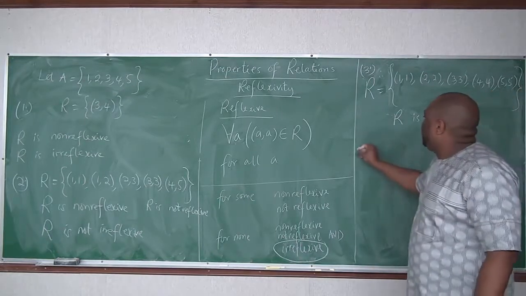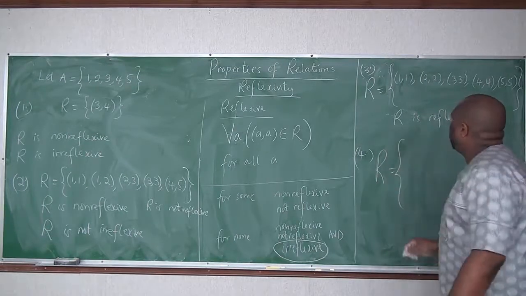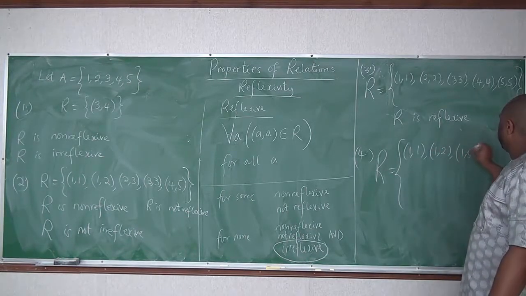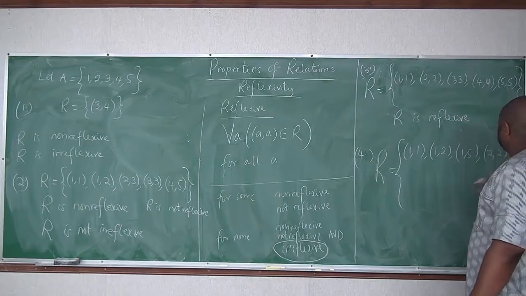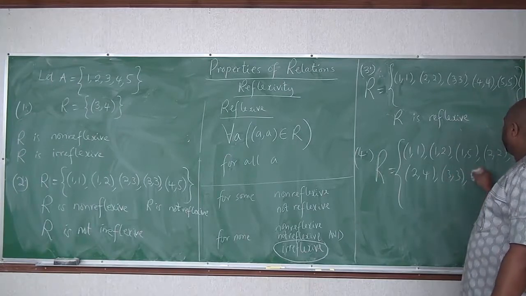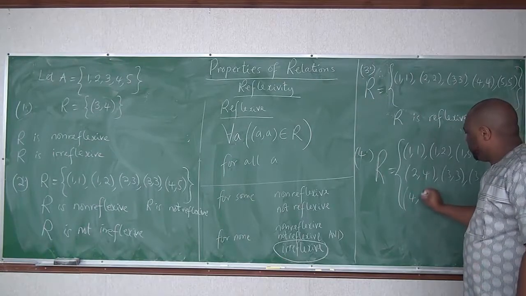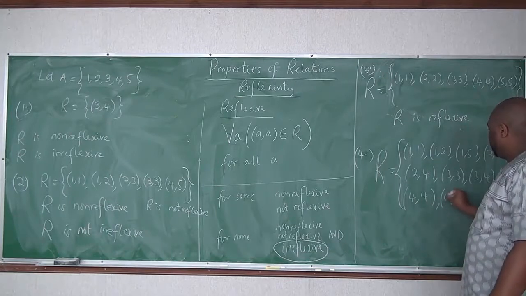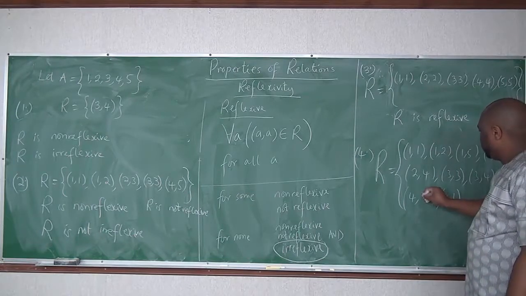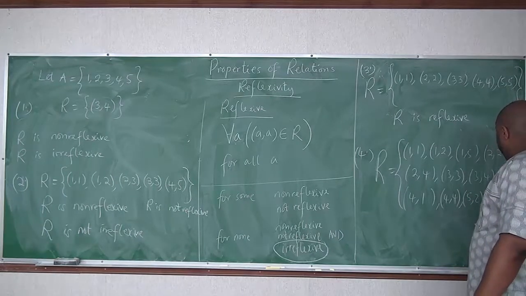Now, what if you have it this way? Let's say R to be 1, 1, 1, 2, 1, 5, 2, 2, 2, 4, 3, 3, 3, 4, 3, 5, 4, 4, 4, 1, or let's put it first, 4, 1, 4, 4, 5, 2, 5, 5.